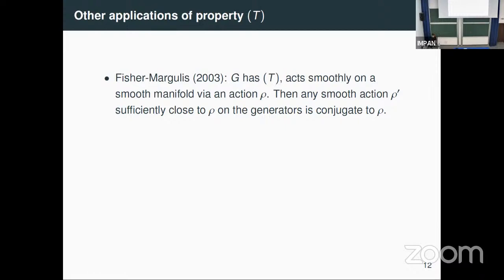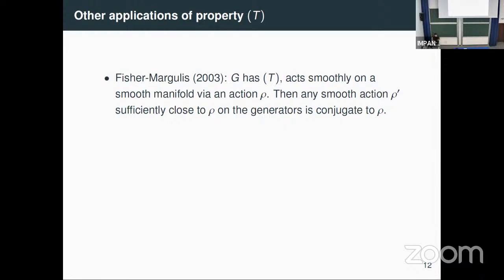So here's an example. This is a local rigidity theorem, as it is called, and you start with a group that has property T. It acts smoothly on a smooth manifold. And then you take another smooth action of the same group on the same manifold that's close to the original one. If it's sufficiently close, they actually have to be conjugate. Okay, so this is a very strong statement.